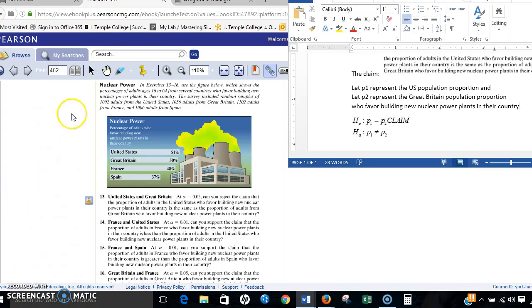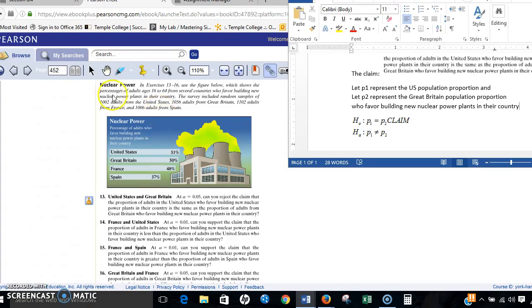I'm on page 452 of your e-text, looking at problem number 13. This is about building new nuclear power plants in the country. So we're going to use this figure that talks about the percentages from each country.